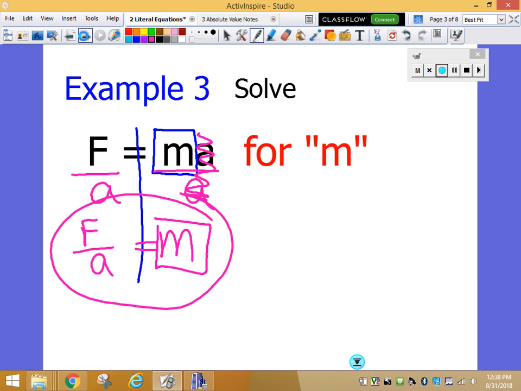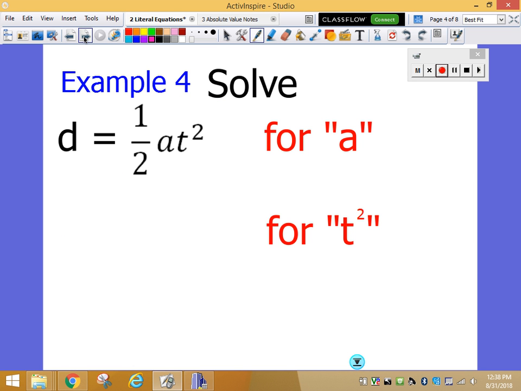Let's do another one. D equals 1/2 AT squared. We're going to solve it twice. The first time we're going to solve it for A. Okay, so let's focus on the 4A first. I'm going to put a box around my A. So let's look at what I need to move. I need to move the 1/2 and I need to move the t squared.